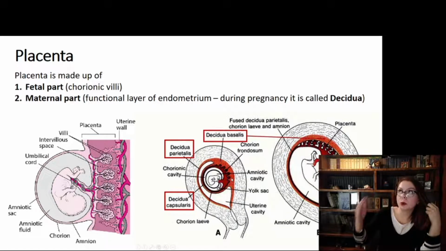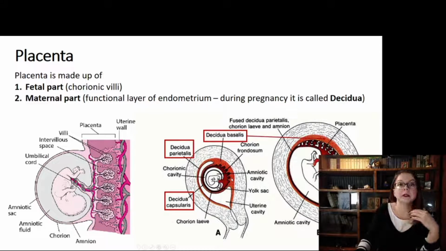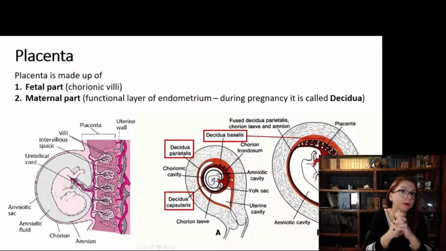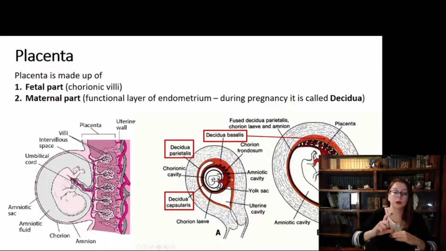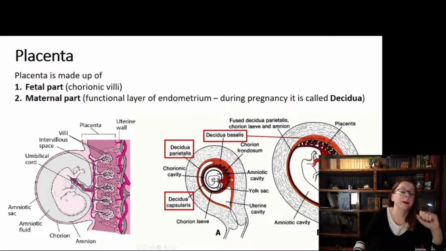After we have discussed the chorion and types of chorionic villi, now we have to say that placenta is made up of two parts. The fetal part is represented by chorionic villi, and they invade the endometrium of the uterus. So taken together, the endometrium of the uterus, together with those chorionic villi, form the placenta. Something like if we take the layer of soil together with roots of different plants, this will be placenta. Roots like chorionic villi, soil like the functional layer of the uterus.